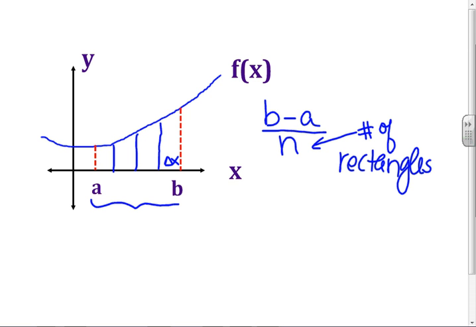They didn't get it when I just said n goes to infinity. n could be any number. If n is 100, you divide it into 100 rectangles. It has nothing to do with the a or the b, nothing at all, just how many rectangles you have.